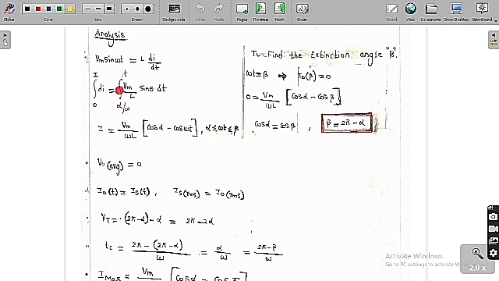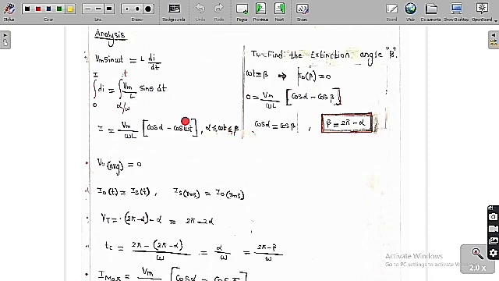If you simplify this, we are going to get I of t equal to Vm by omega L into cos alpha minus cos omega t. Meaning at this value of time t, this is the expression for the current in the inductor, and this expression holds only for alpha less than or equal to omega t less than or equal to beta, where beta is equal to 2 pi minus alpha.